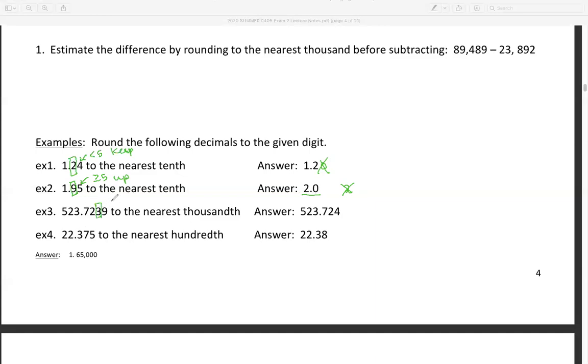All right, to the nearest thousandth, let's see, tenths, hundredths, thousandths, that would be the 3 is in the thousandths place. The number to the right is greater than or equal to 5, so we're going to round up. And again, you don't need to put the 0 after it. You can just leave it 523.724.